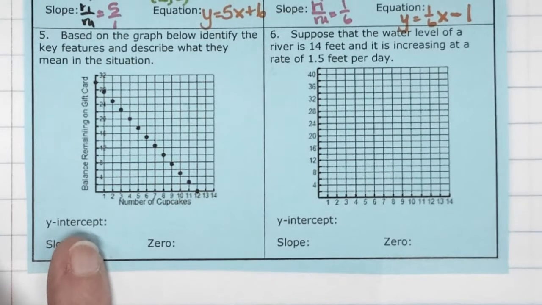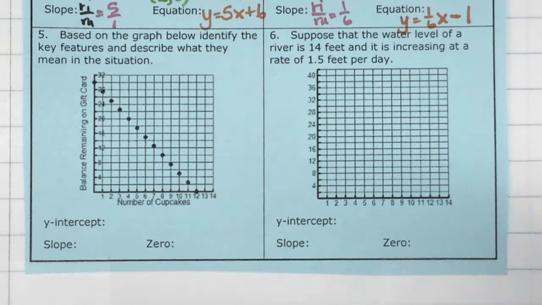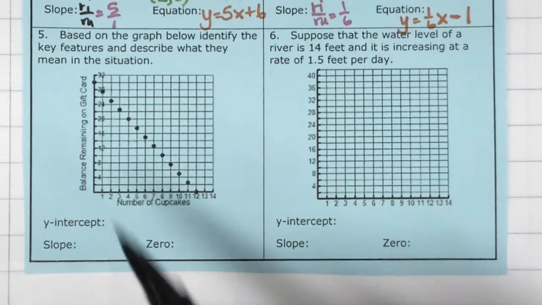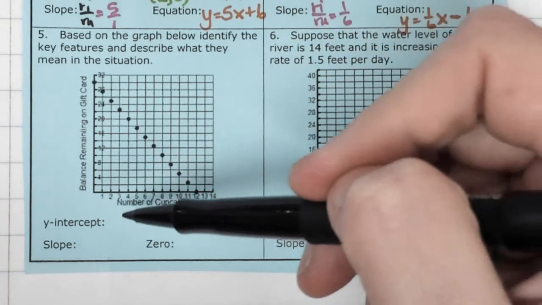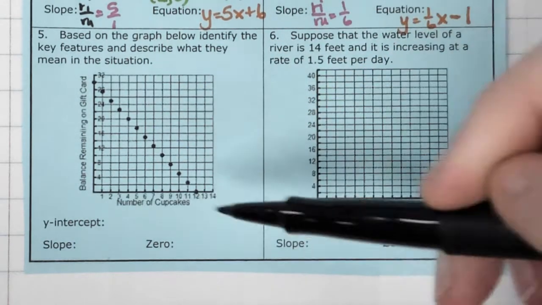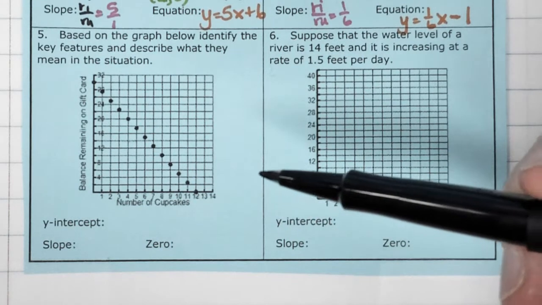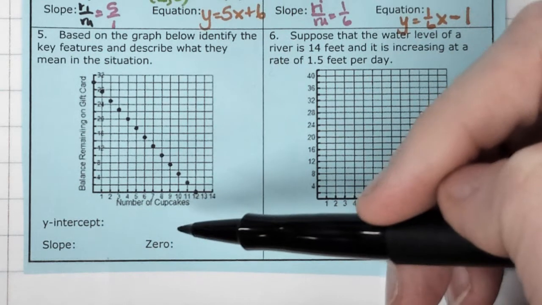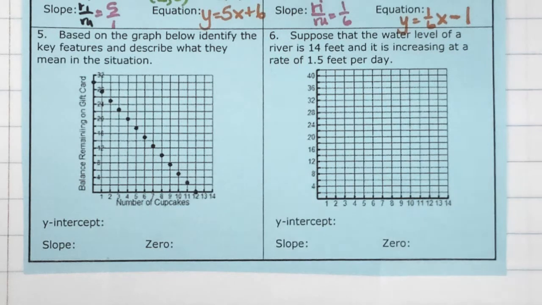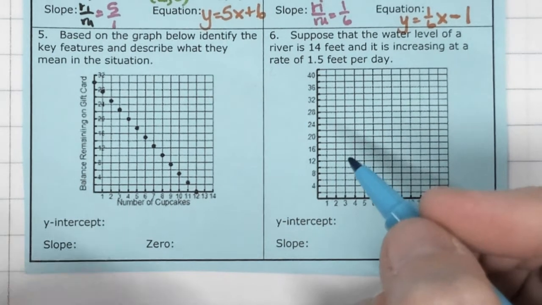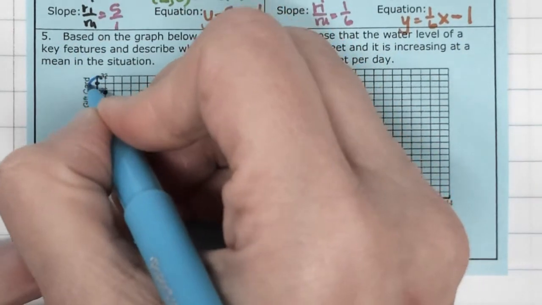Now these last 2 are word problems. And you look at number 5 and you say, but Mrs. Deal, I see no words. What are you talking about? In this case, you have to look at the labels on the x and y axis. The x and y axis labels tell you what the situation is. So the situation here is I have a gift card and I have cupcakes. So somebody's buying cupcakes on a gift card. And why would you not buy cupcakes on a gift card? Cupcakes are amazing.